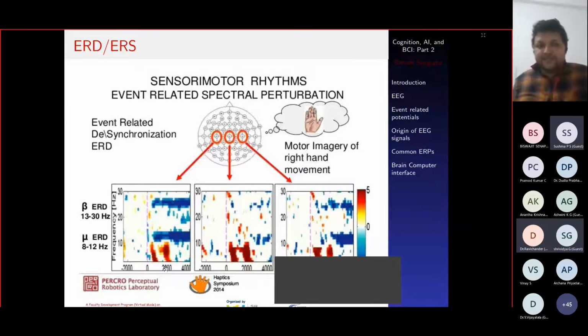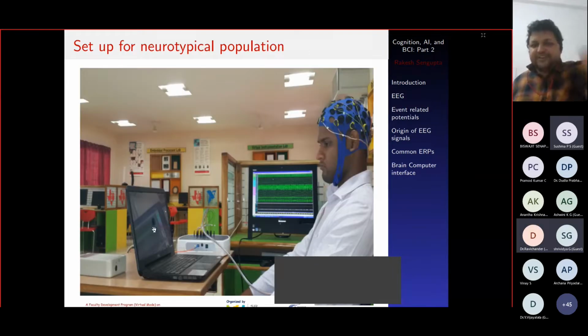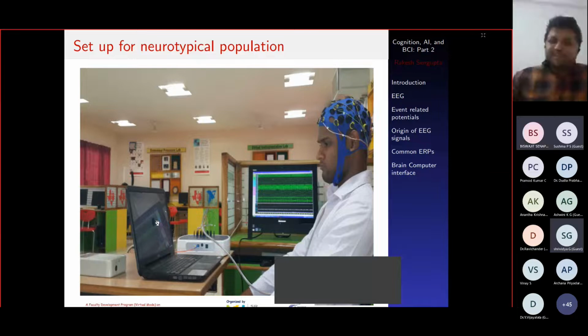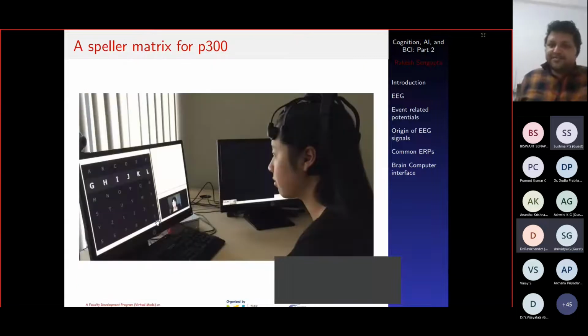You need a stimulation, because even the speller paradigm has a stimulation. These letters that are highlighted are the stimulus that you are getting, and thus your brain reacts to it. In motor imagery, instead of a dot, you will have a picture of a left hand or right hand, left leg or right leg.